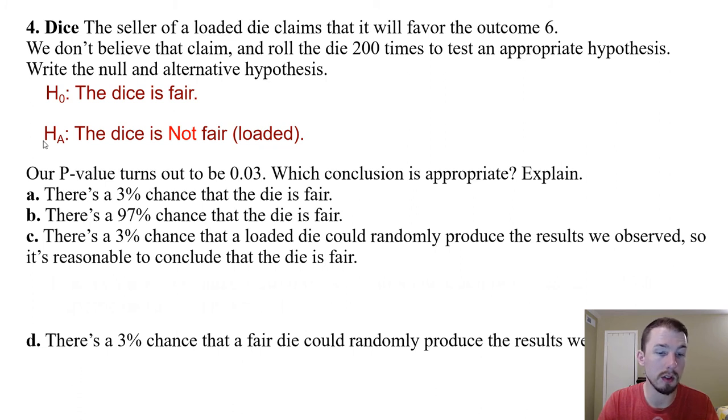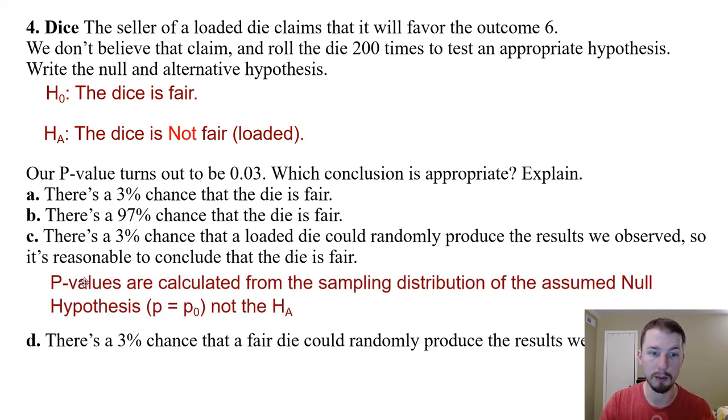There's a 3% chance that a loaded dice would randomly produce the results we observed. If so, it's reasonable to conclude the dice is fair. All right, so this is close, but it's actually flipped. p-values are calculated from the sampling distribution model that assumes the null hypothesis is true, not that the alternative is true. So they just did it backwards. So the correct answer is actually D.